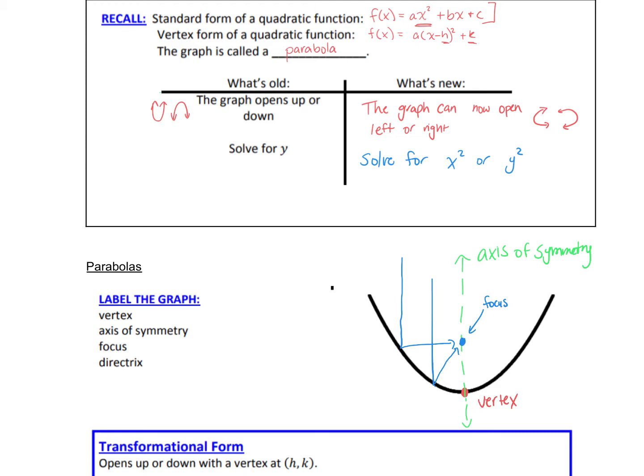What's important also is this distance right here between the focus and the vertex. I'm going to label that p. We're going to come to that when we look at the equation. There's one other thing I'm going to look at, and that's the directrix.